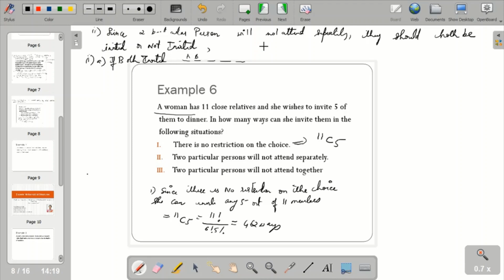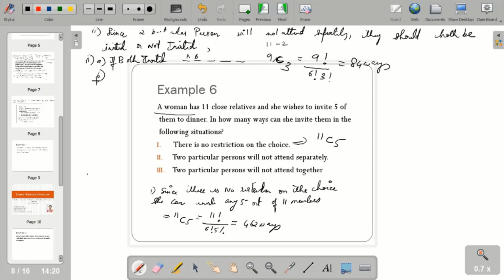From 11 subtract 2, left out is 9 members, and how many seats are there? 9C3. So if both are invited, the number of possible ways is 9C3, which is 9 factorial divided by 6 factorial times 3 factorial. So this will give you 84 ways. Why this 9? Because both are invited. I fixed their positions, so 11 minus 2 is 9, and 2 places are occupied. Left out is 3, so it is 9C3.